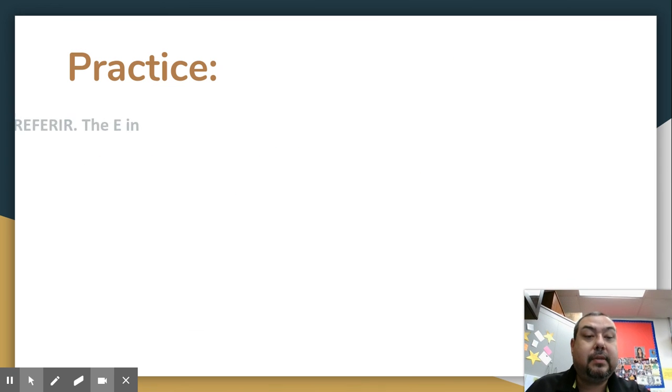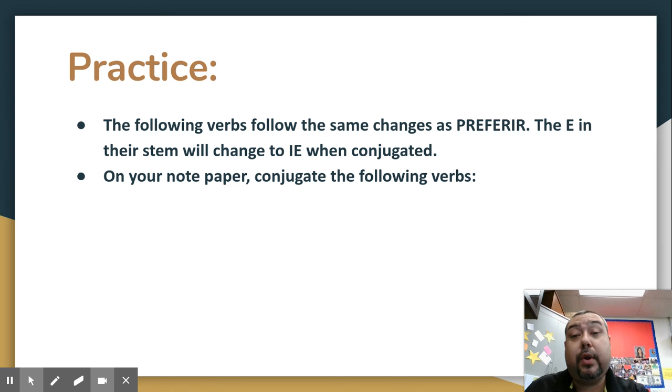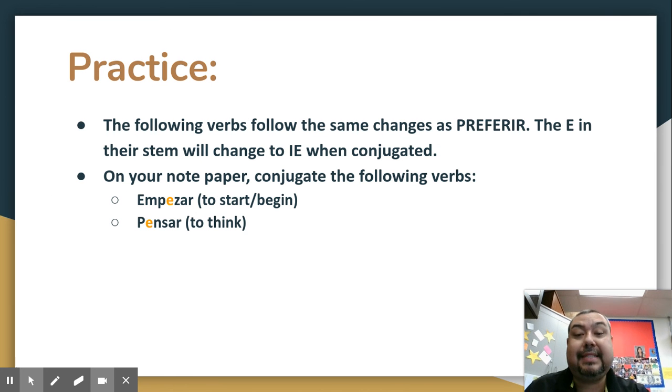So these are the verbs that I want you to practice. As you can see, all these verbs are going to follow the exact same changes, and I already marked, or changed the color on, the letter that's going to change in the stem. That E that's going to change from E to IE. So please pause the video, conjugate those three, and once you're done, come back to continue.